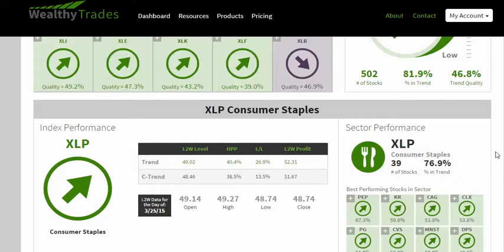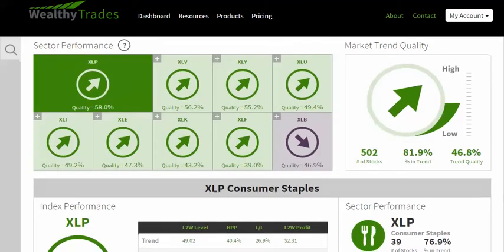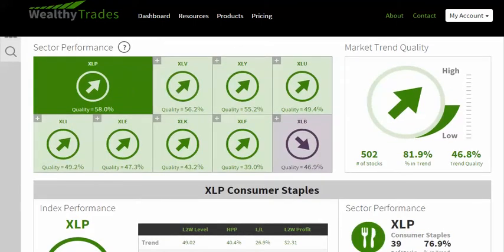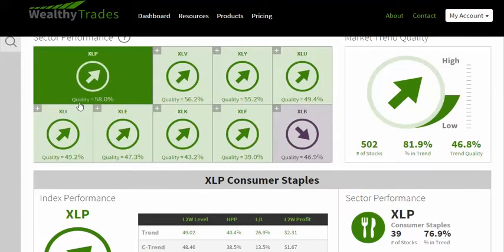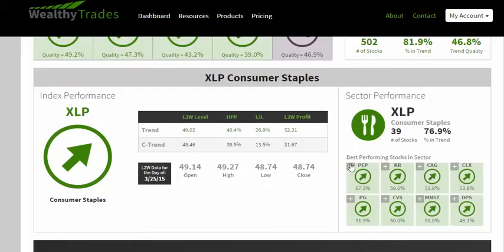But what we've got to do is figure out what we do in the meantime, right? Do we want to just sit on our hands? No, we want to be active, but we've got to be smart active. Okay, so let's start going into the best sector. The best sector today is the XLP. 76.9% of the stocks in the XLP are moving in the direction of the trend. The quality of the XLP, how many stocks hit their upside, in combination with the hit rates today, is good. It is the best sector.